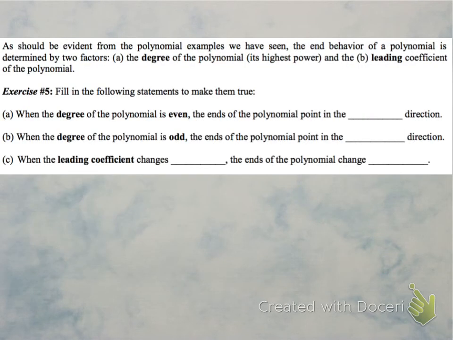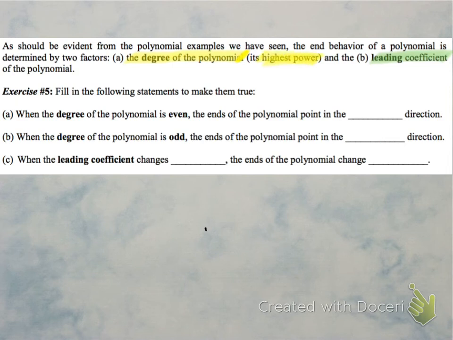All right, so as should be evident from the polynomial examples we've seen, the end behavior of a polynomial is determined by two factors. So here are the important things that we need to pay attention to. The degree of the polynomial is going to tell me whether my end behavior is the same on both sides, or whether one is going up and one is going down. And then the leading coefficient of the polynomial tells me whether there was a vertical reflection or not. And important to note is that the degree of the polynomial is the highest power.